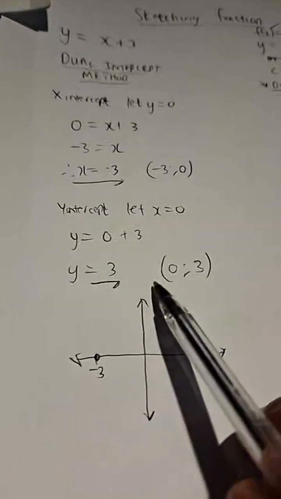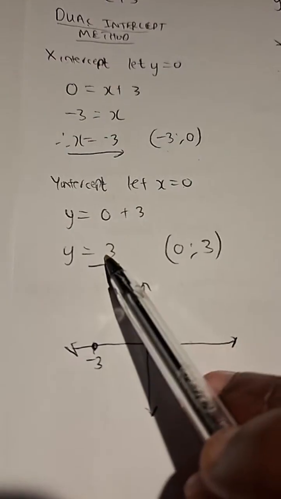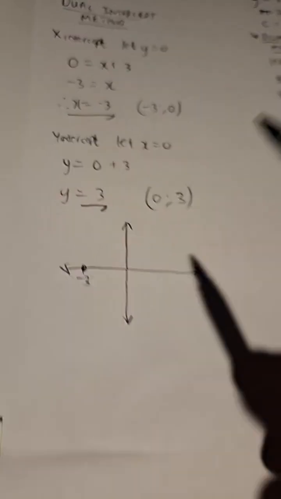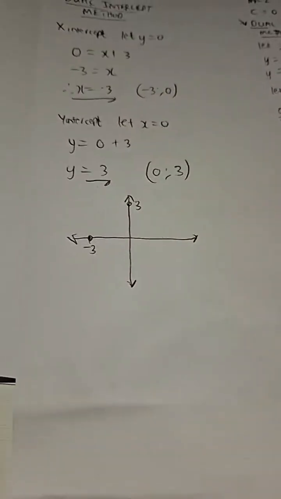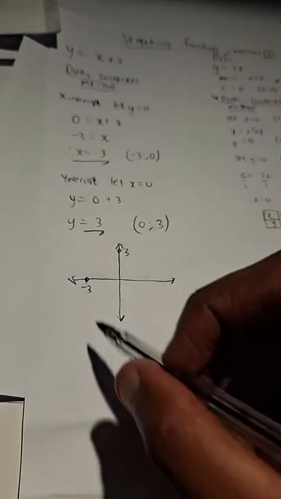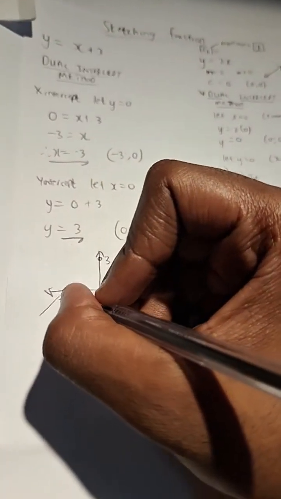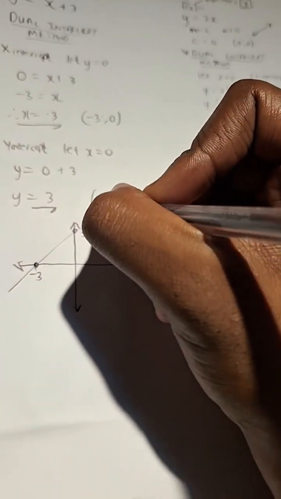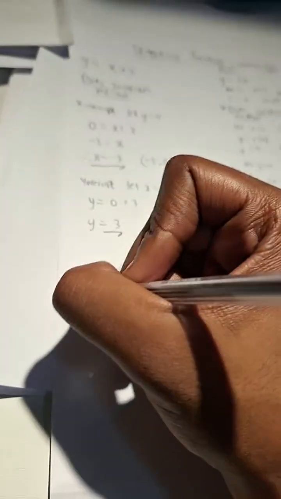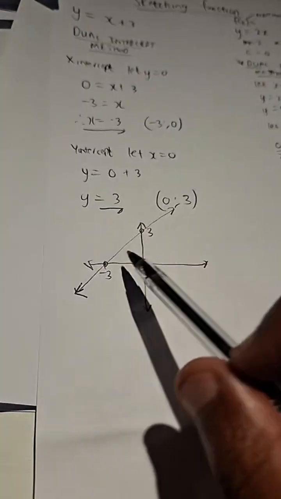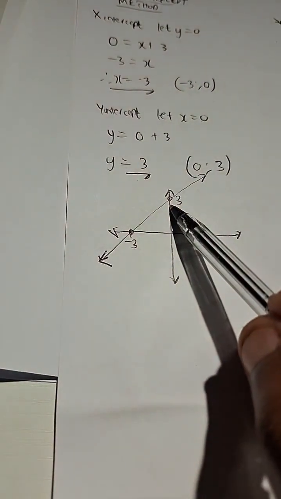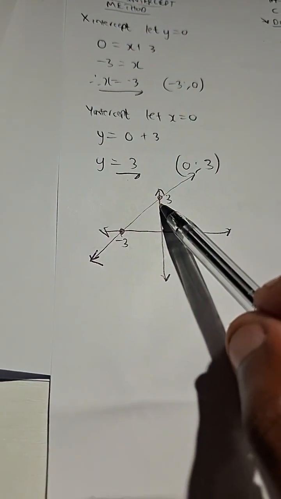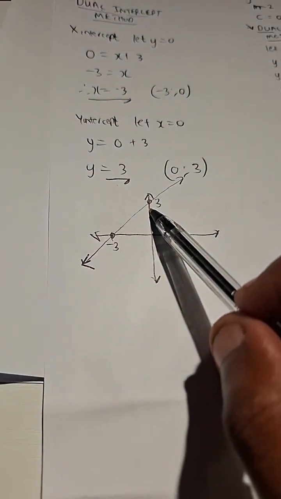Okay, and then where y is 3, y is 3 is here somewhere. You see? And therefore the connection is between those 2 points, and you can just extend it a bit further than those 2 points. So that is the x-intercept, that is the y-intercept. And basically you draw your function using the dual intercept method.